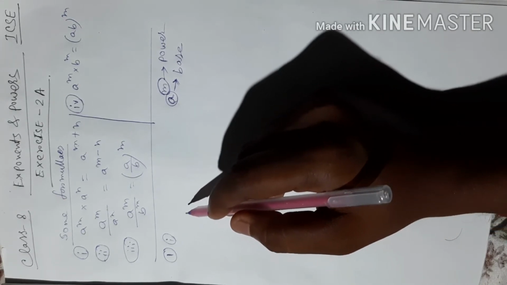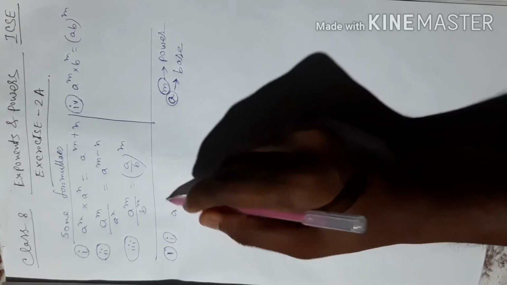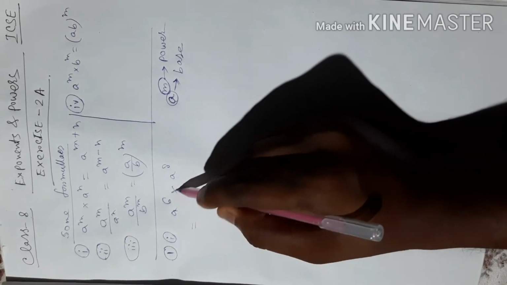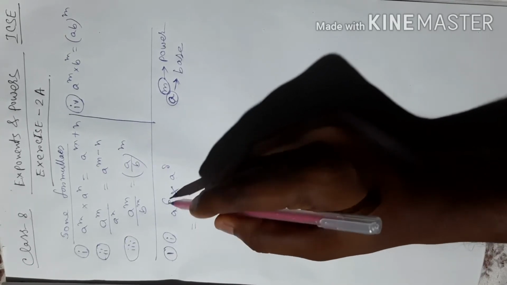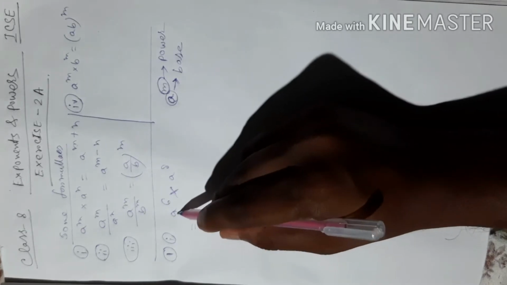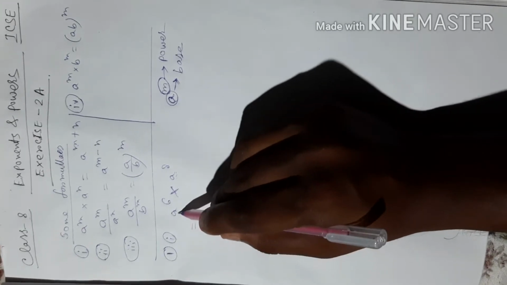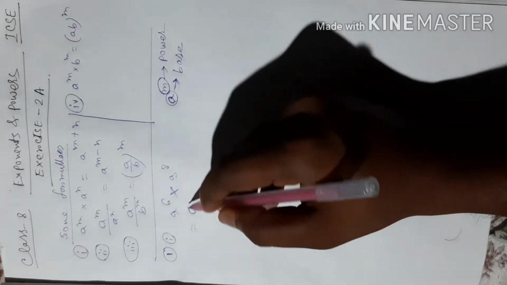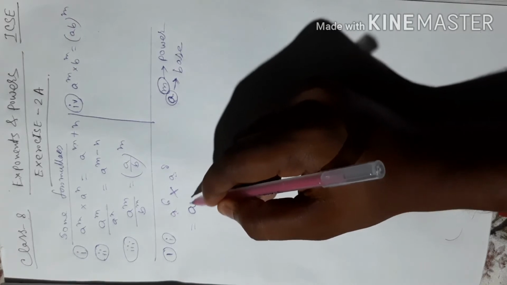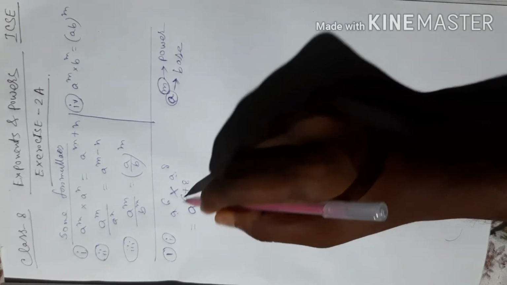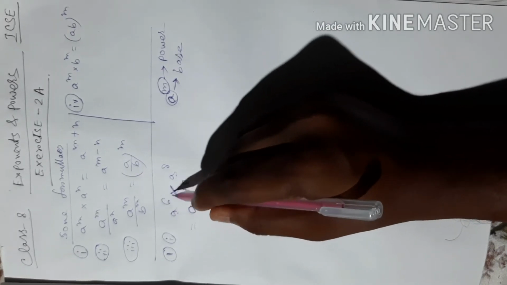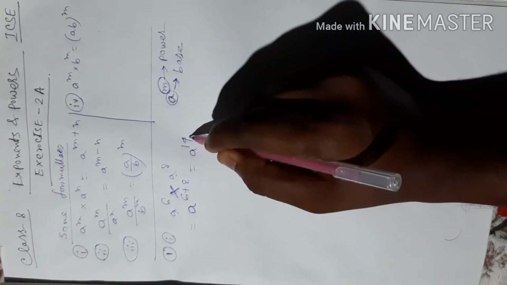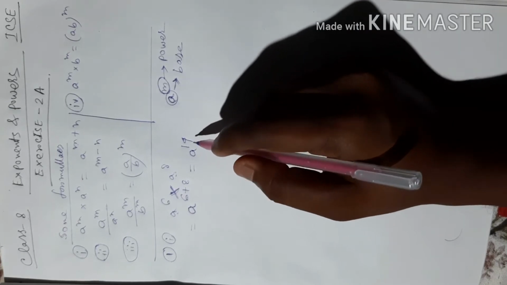Continue to the math. First math: a to the power 6 into a to the power 8. When the bases are the same and the multiply sign is there, the power must be added. So the two bases are the same, so a must be written and its power is 6 plus 8, because when the multiply sign is there, power must be added. So a to the power 6 plus 8 equals a to the power 14. Okay, next math.